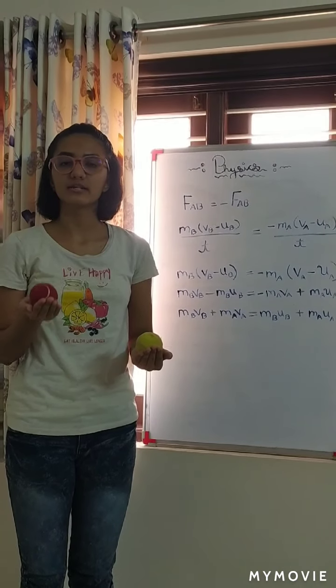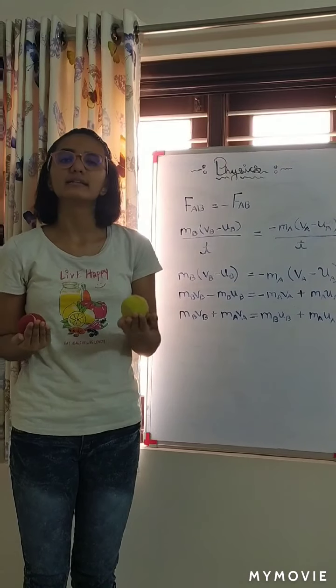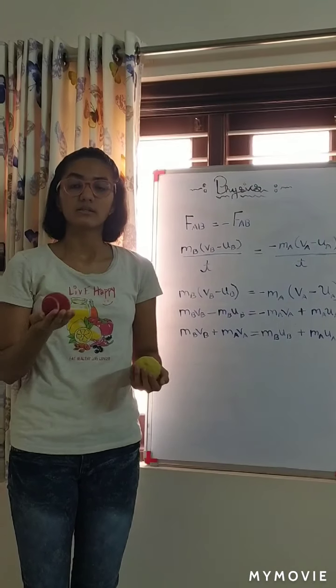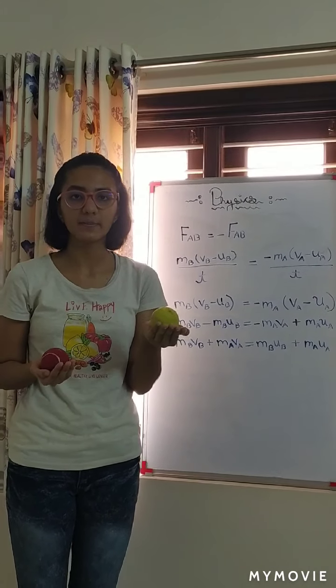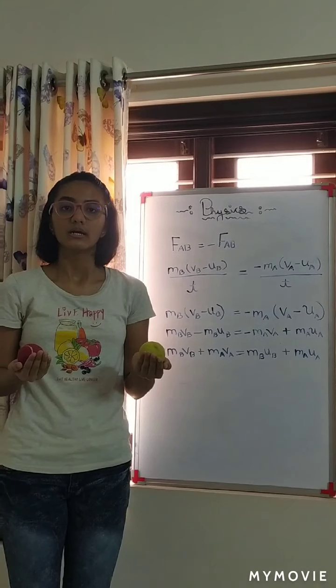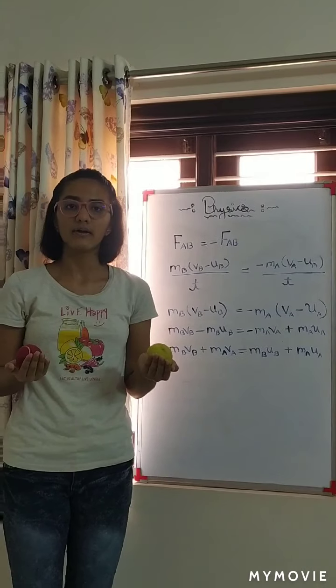Now let us consider this as ball A and this as ball B. Ball A has mass Ma and ball B has mass Mb, traveling in a straight line in the same direction with velocities UA and UB respectively. No other unbalanced force is acting on them. Let UA be greater than UB. Both balls will collide with each other.